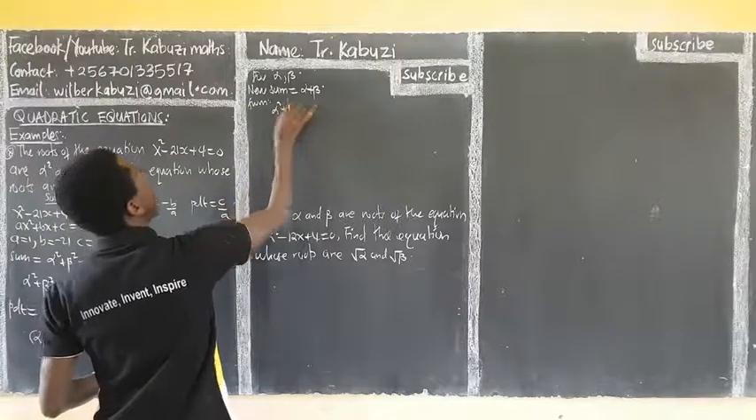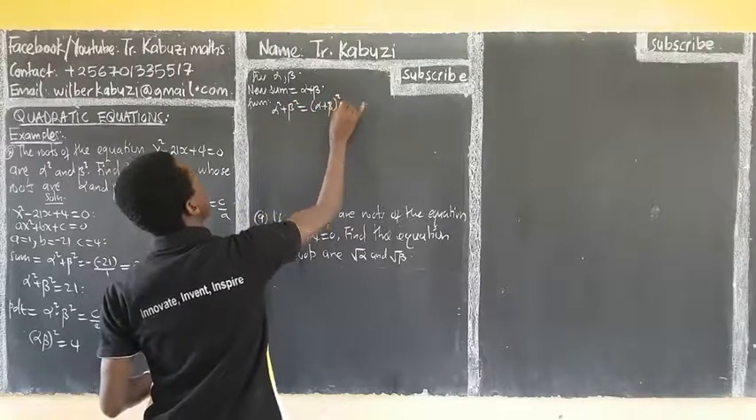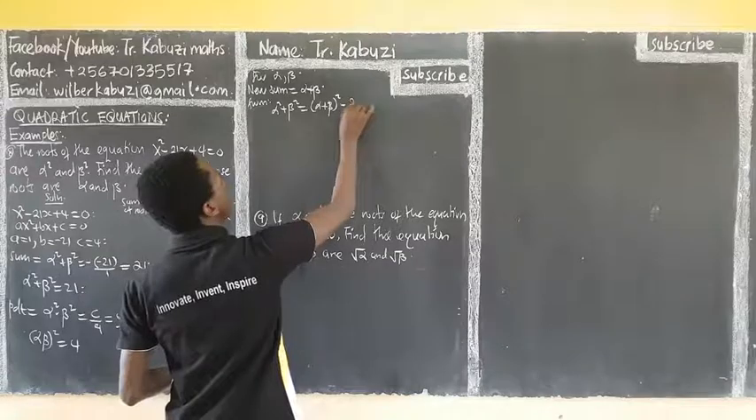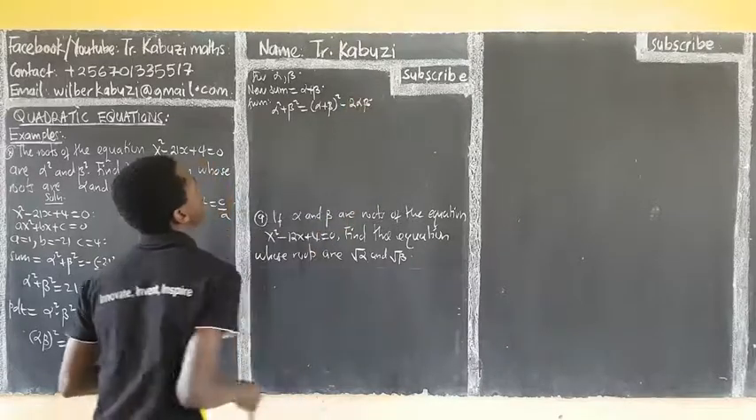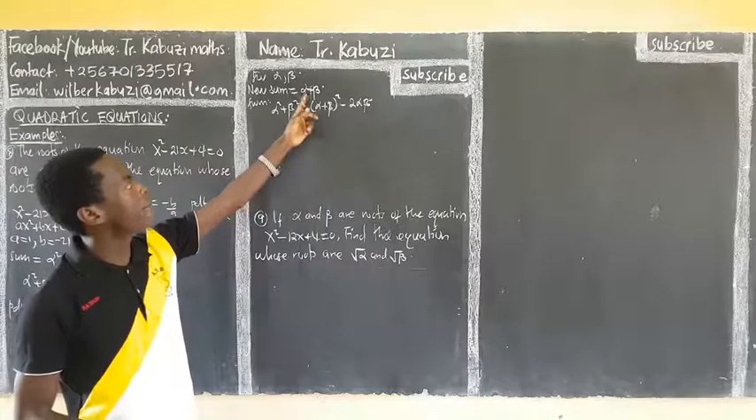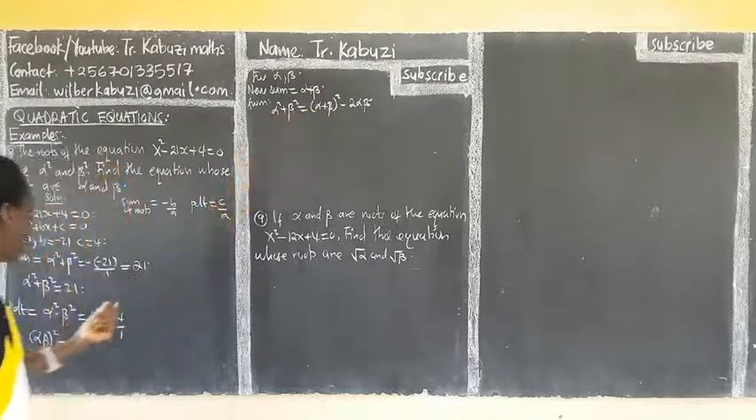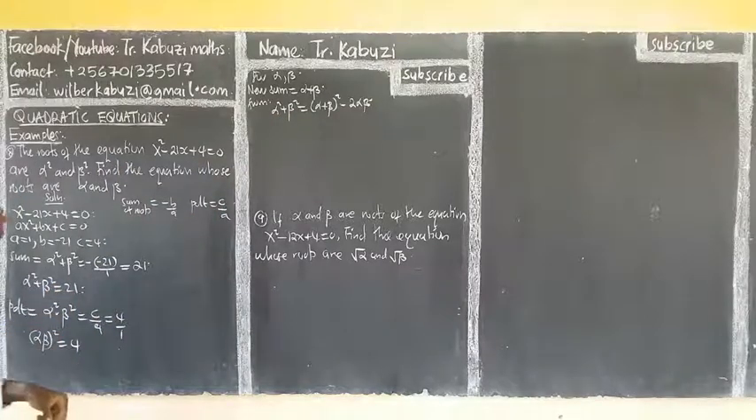alpha squared plus beta squared is equal to (alpha plus beta) squared minus 2 alpha beta. We saw this in our first lesson. These are all symmetric expressions. We said that the whole of this is equal to this. Why? I'm trying to express it so that I can get my sum, the one they need. But I have this already from here. It's equal to 21.